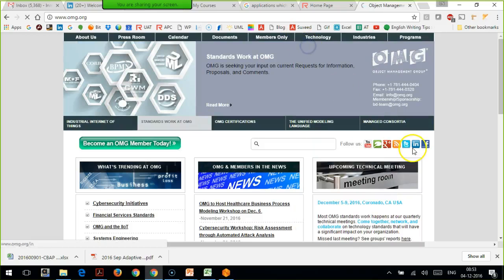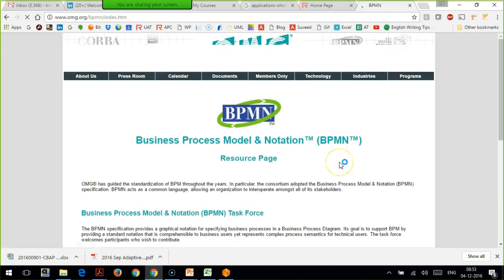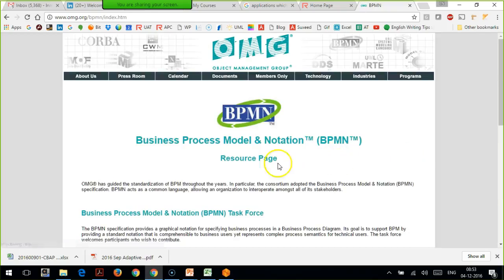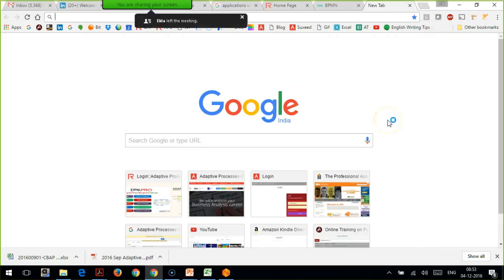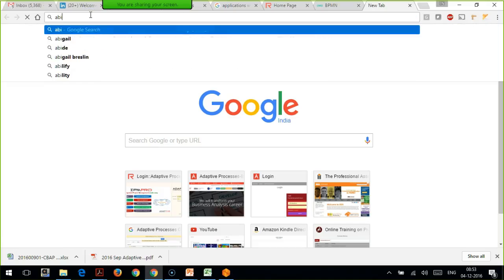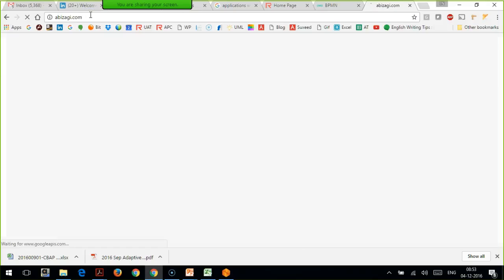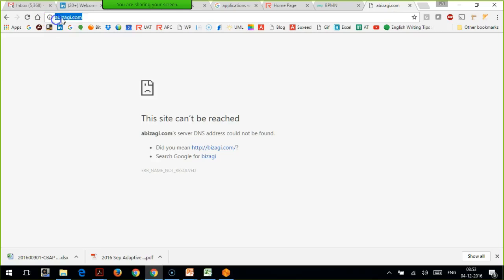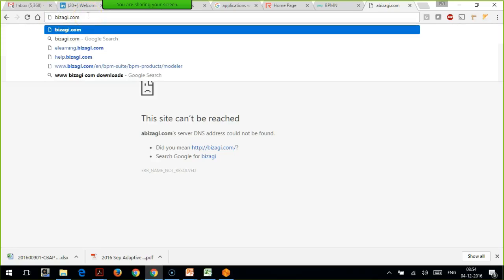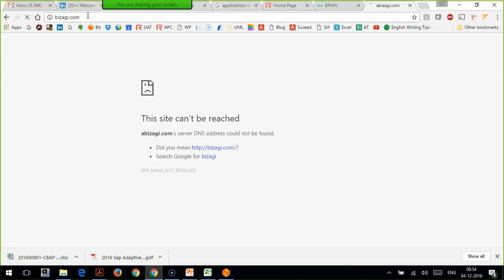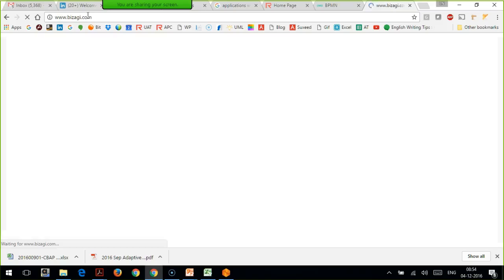So BPMN is from this organization called OMG, and there are a lot of resources available as well. The other place you can get a lot of inputs is bizazi.com. That's where I downloaded the software. Not abiz, it's just plain bizazi.com. Okay. So there are plenty of discussions on what is BPMN, all the concepts are there.